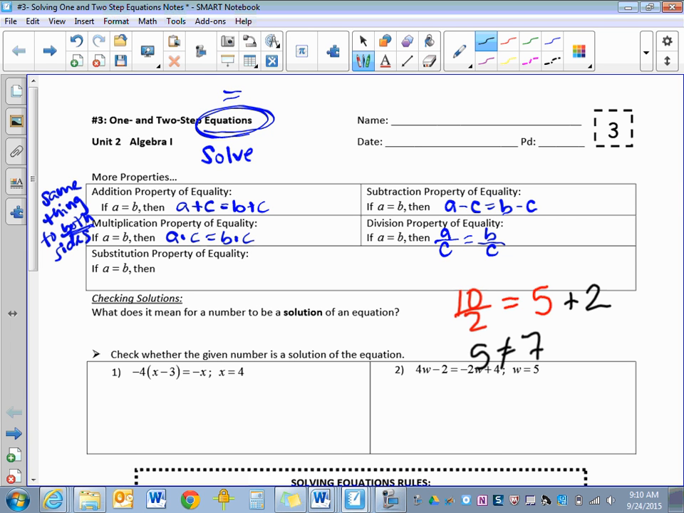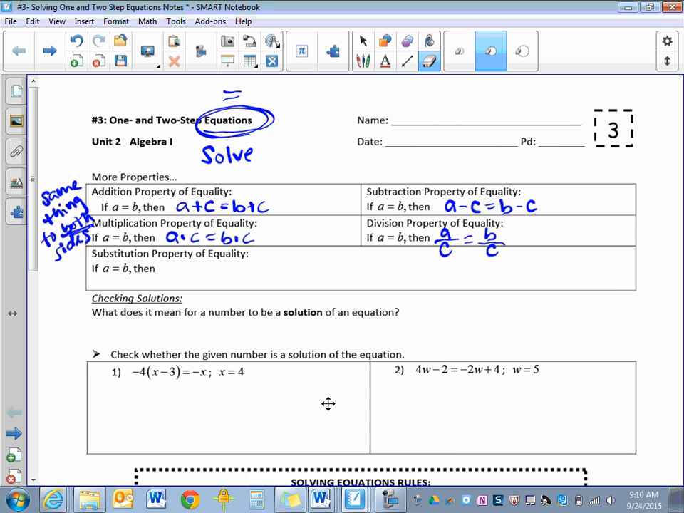So you have to do the same thing to both sides. I'd have to add 2 to this side as well in order to maintain that they are equal, in order to keep that they are the same value. If I only do something to one side, then it's no longer equal, and I cannot have that equal sign. So I have to do the same thing to both sides to keep them as equal statements. That is extremely important with solving equations.